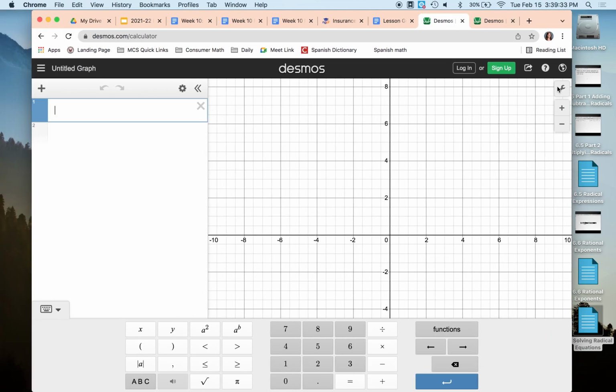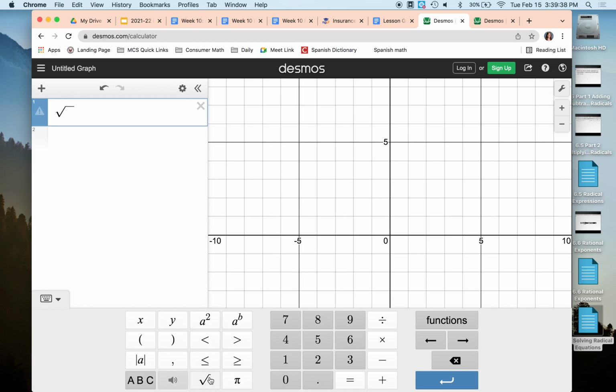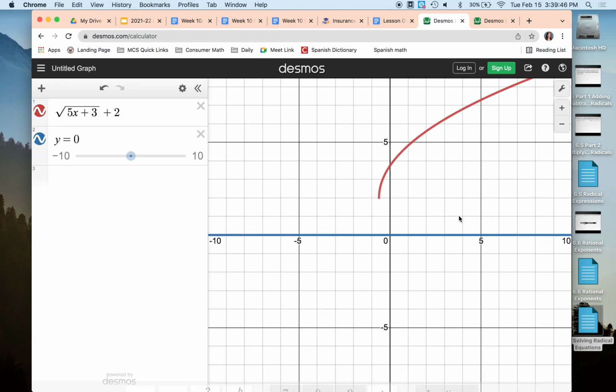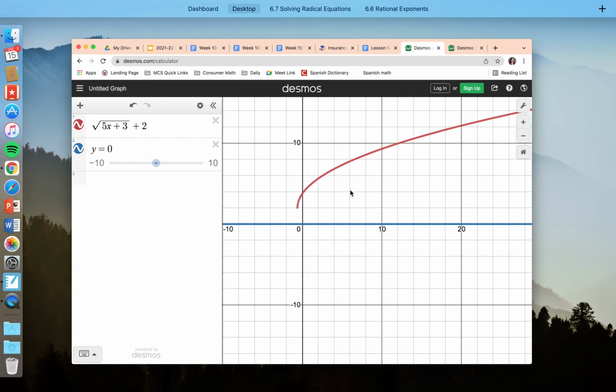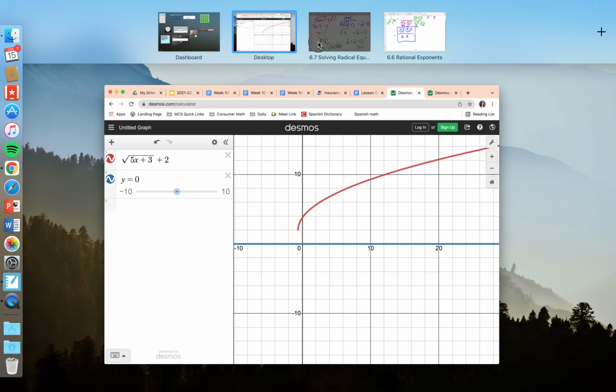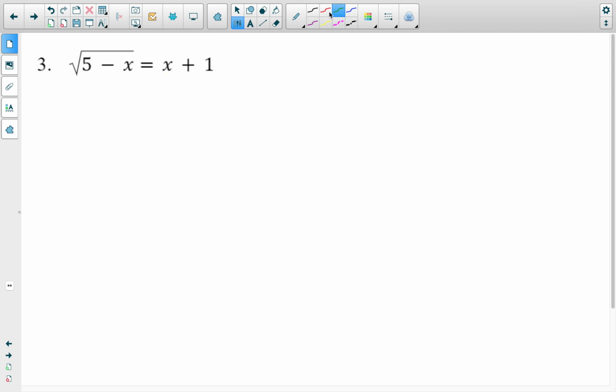Okay, let's look at a way we can check this. Okay, so the function we were just working with is the square root of 5x plus 3 plus 2, and it was set equal to 0, which really just means we want to know where do these two lines intersect. Okay, where does y equals 0 and y equals square root of 5x plus 3 plus 2, where do those intersect? And look at that, they don't. So it makes perfect sense that there's no solution for number 2.